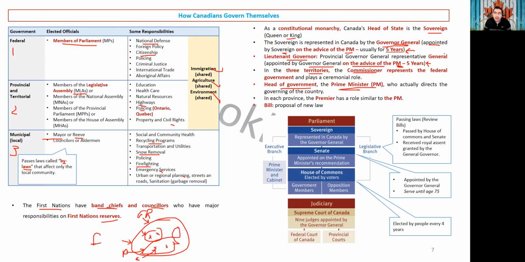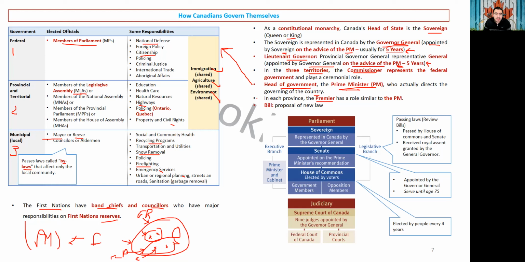Okay. Who actually directs the government of the country? And each province also has a head of the government, as we have on the federal level. On the federal level, the head of the government is the PM, Prime Minister. But on the province level, we have a government also, so we still need a head of this government. On the province level, the head of the government is called the Premier.